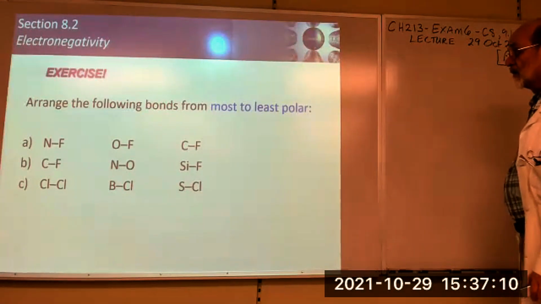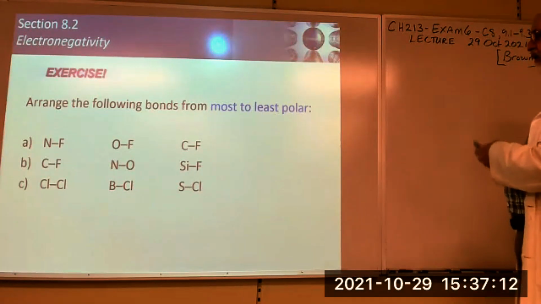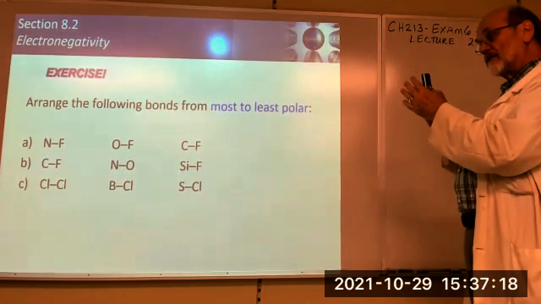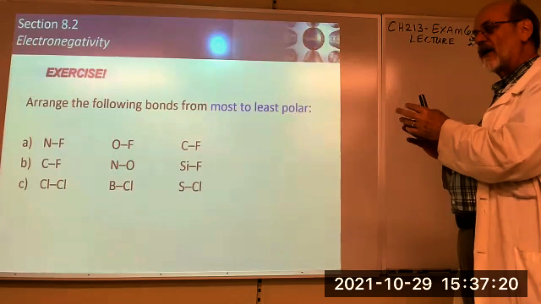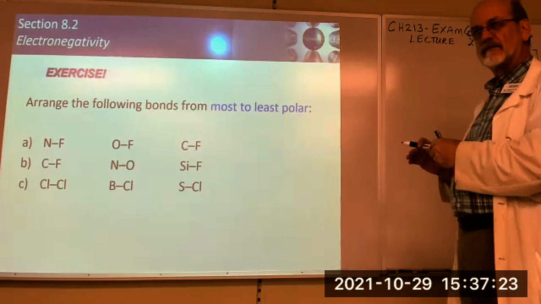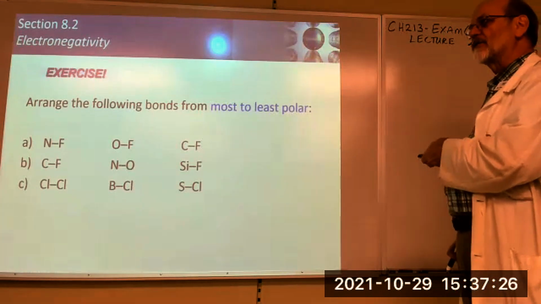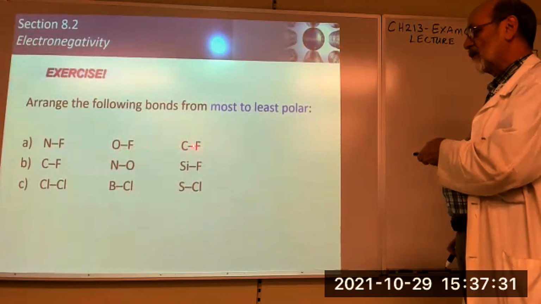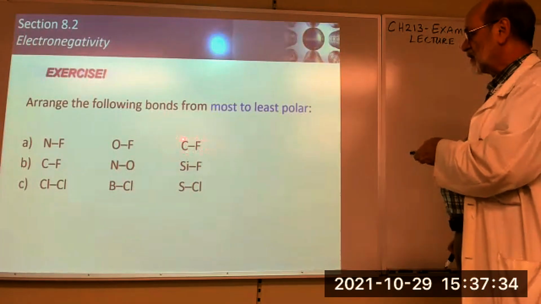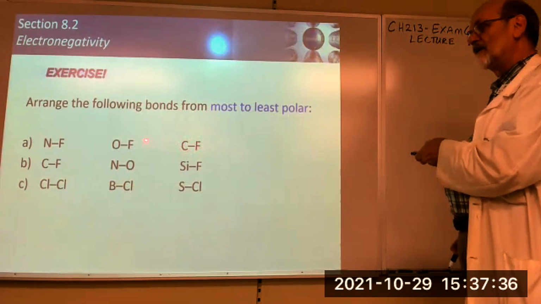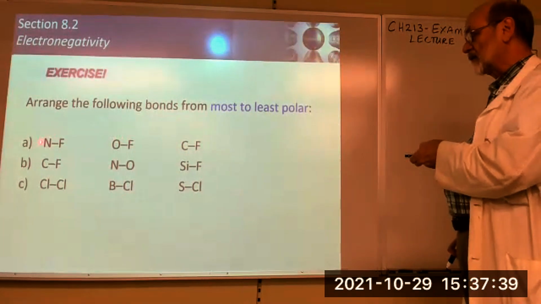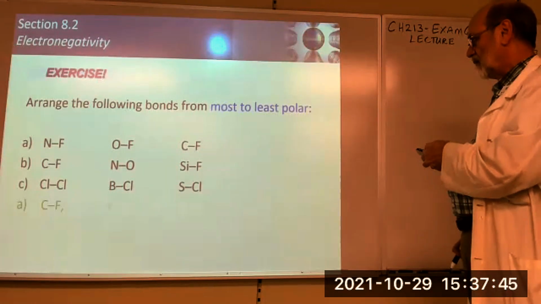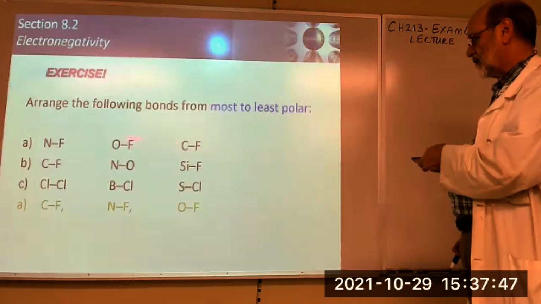How about the following bonds from most to least polar? Okay, the closer they are together, the less ionic and more nonpolar they are. So let's see, nitrogen and fluorine, they're a couple of steps apart. Oxygen's even closer, carbon's farther away. So this one should be the most polar, this one would be the next, and that would be the least polar.